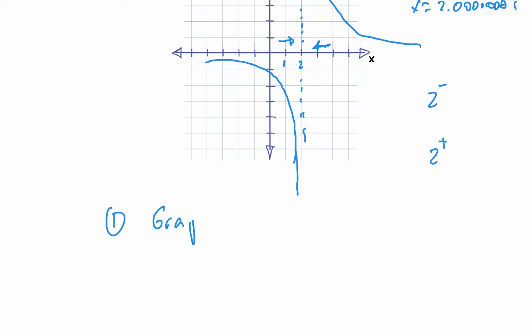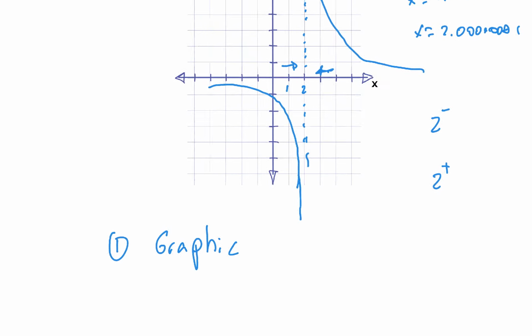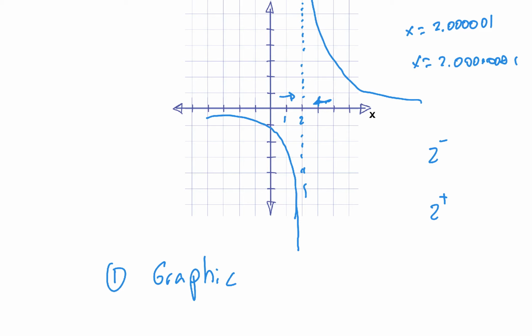The graphic shows that you will never arrive at a fixed number. If you are approaching 2 from the right, you will arrive at infinity. It means infinity is not a number, you will not arrive at a fixed number. If you are approaching from the left, you are not approaching any fixed number, the limit will go to minus infinity.